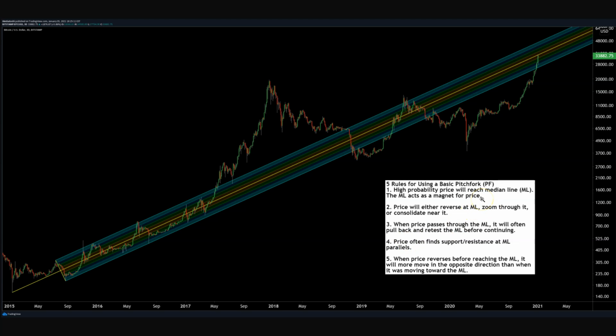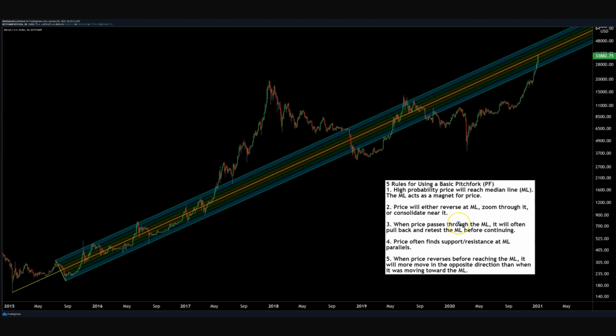Rule number one: high probability price will reach the median line, that's this yellow line here, after you've drawn it or realize that it's there. The median line will act as a magnet for price. And you'll see examples of this over and over and over again. Price will be up here, price will be down here. If this pitchfork on any chart is somewhat intact, the market will recognize unconsciously that there is some sort of rate of change here. Now this is probably the most insane example of it because it's going back 6 years now. And maybe I'm crazy for saying it's still valid, but in my mind, in my heart's desire, this pitchfork has lived on through all of us.